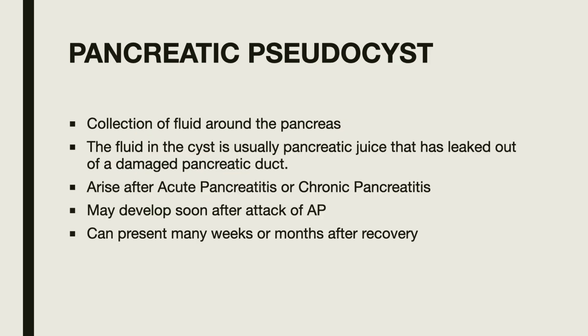Now we go to another complication of acute pancreatitis, which is the pancreatic pseudocyst. Pancreatic pseudocysts are a collection of fluid around the pancreas. The fluid in the cyst is usually pancreatic juice that has leaked out of a damaged pancreatic duct. As mentioned, it arises from acute pancreatitis or chronic pancreatitis. It may develop soon after an attack of acute pancreatitis, and it can present many weeks or months after recovery.